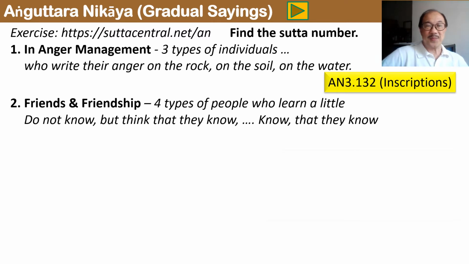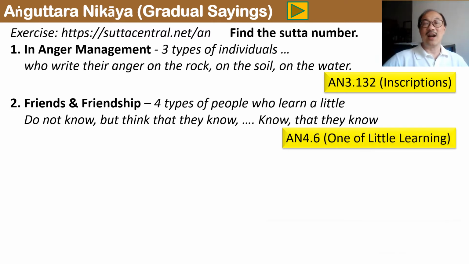Okay, welcome back. The answer is Anguttara Nikaya, Book of the 4, Sutta number 6. So anything the Buddha mentioned about 4 things will fall under the Anguttara Nikaya, Book of the 4. Right? So this is the answer. Good. Let's move on to the next question.